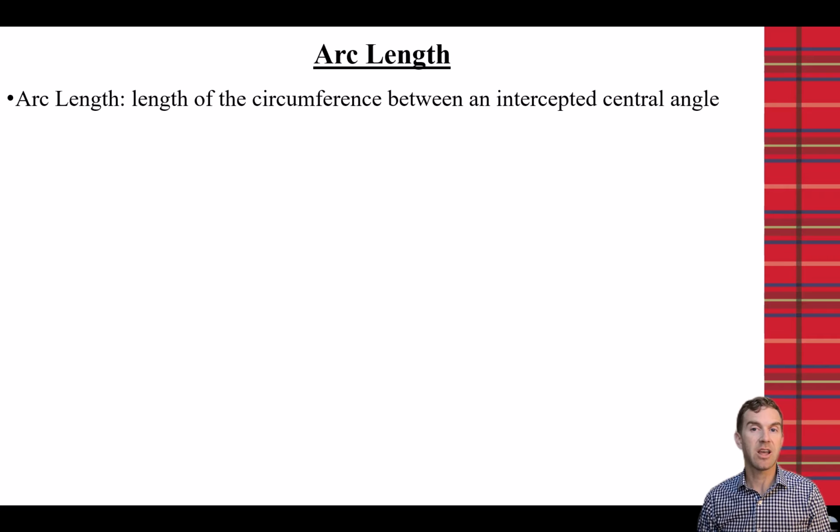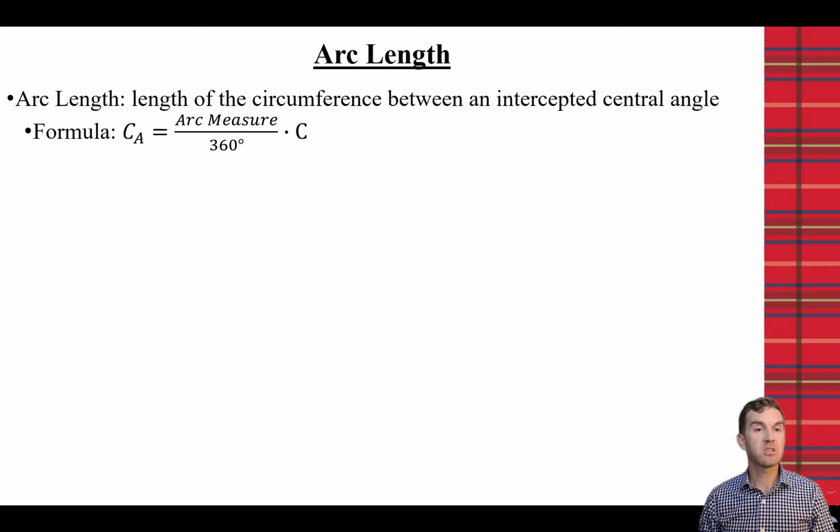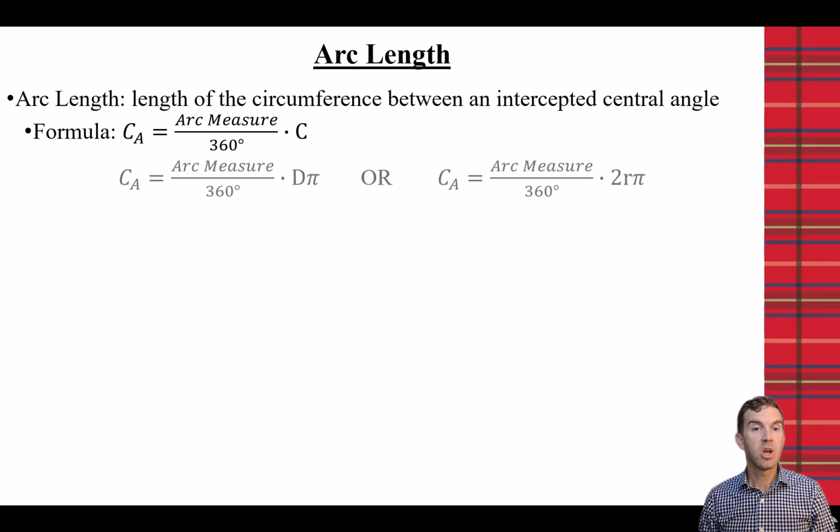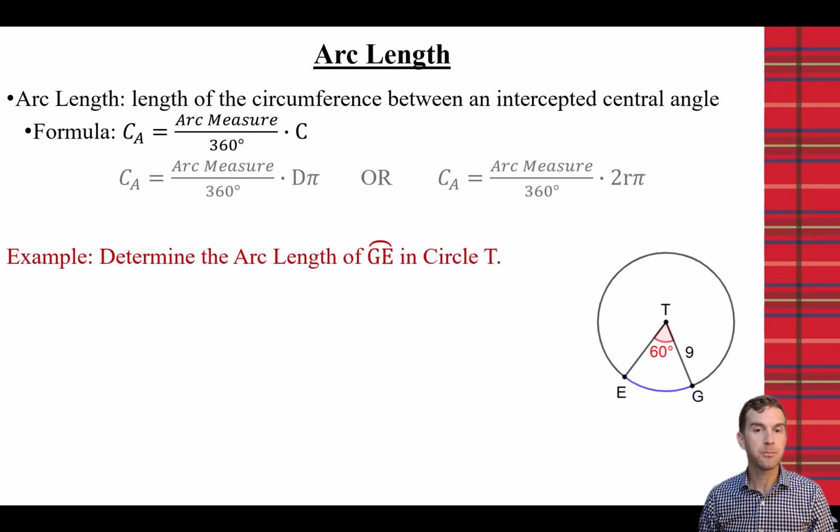Now we can also talk about the arc length, which is the length of the circumference between an intercepted central angle. So here we're just looking at a fraction of the circumference. So when we think about it, we're going to just take whatever fraction of the circumference we have, which will be the arc measure over 360. So think about what the circumference means. That can be the diameter times pi or 2 times the radius times pi. So it's just the fraction of the overall circumference that we're looking at.